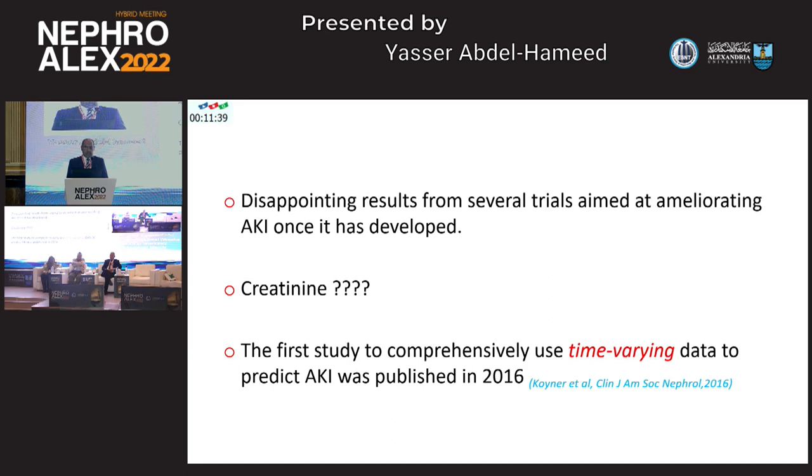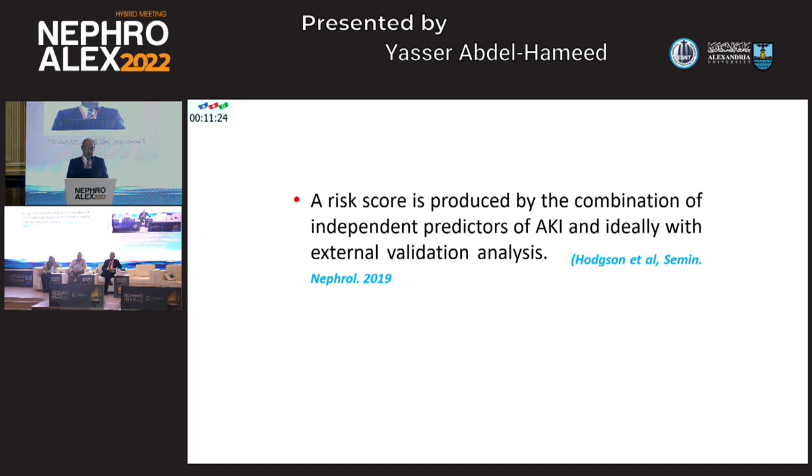The disappointing results of serum creatinine, Professor Hayam illustrated before. The first study to comprehensively use time-varying data to predict AKI was published in 2006, depending not only on serum creatinine but on time-varying data. A risk score is produced by combining independent predictors of AKI. Ideally, it should undergo external validation analysis. The first step is to implement a risk score.